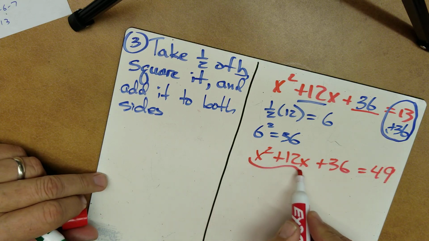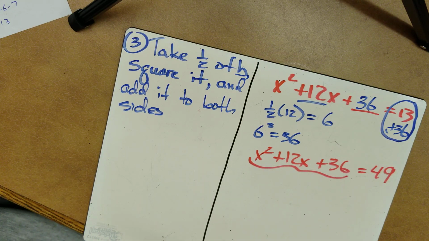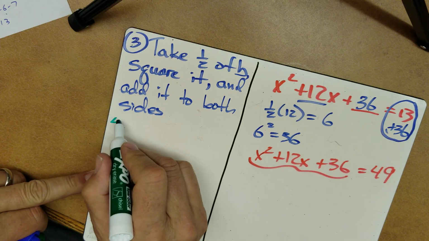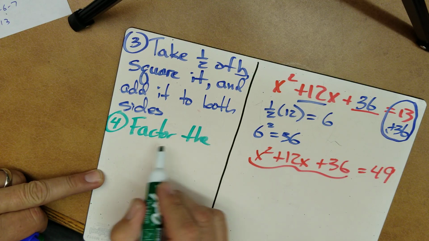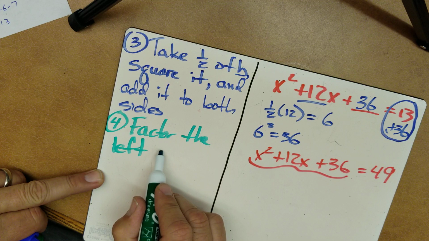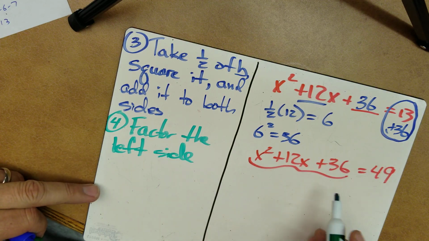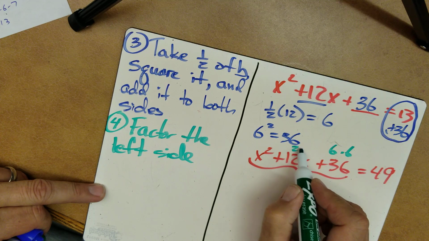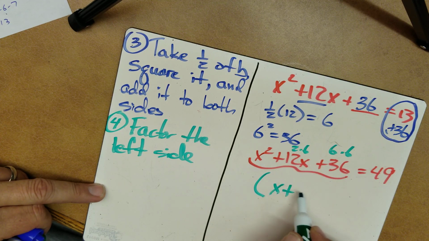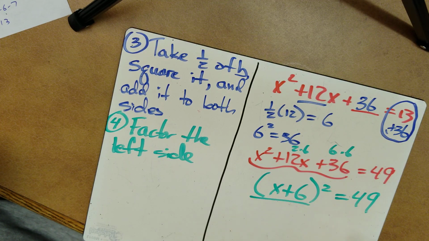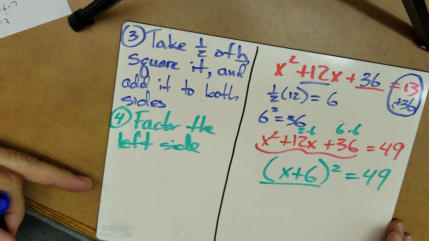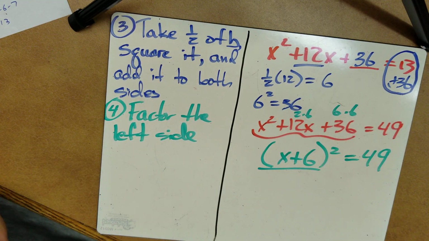And clearly this right here is now a perfect square trinomial, which is wonderful because what I need to do now is factor the left side, which should be really easy because it's always a perfect square trinomial. So since this is 6 times 6 and this is 2 times 6, then this must be x plus 6 squared equals 49. That right there, there's our shortcut, right? That's why we learn those shortcuts.